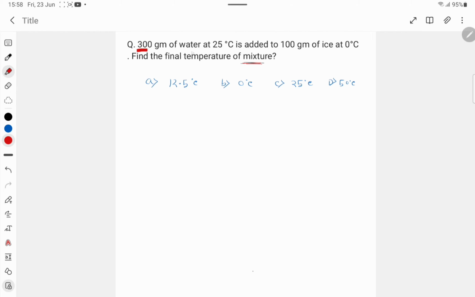300 grams of water at 25 degrees Celsius is added to 100 grams of ice at 0 degrees Celsius. Find the final temperature of the mixture. So let's find it out.